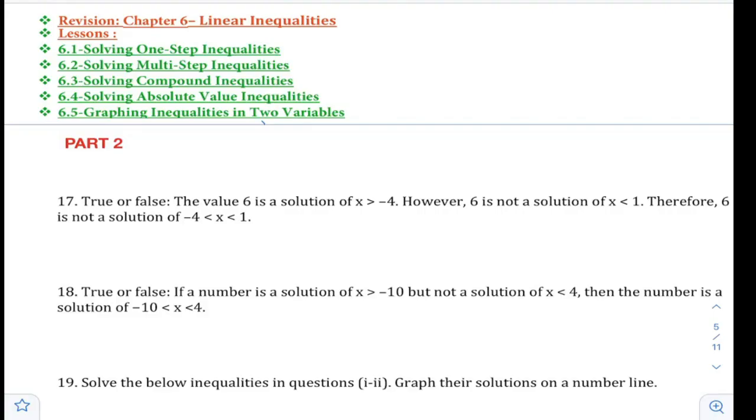Today we are going to continue the revision for Chapter 6, Linear Inequalities, which include the following lessons: solving one-step and multi-step inequalities, solving compound and absolute value inequalities, and graphing inequalities in two variables.